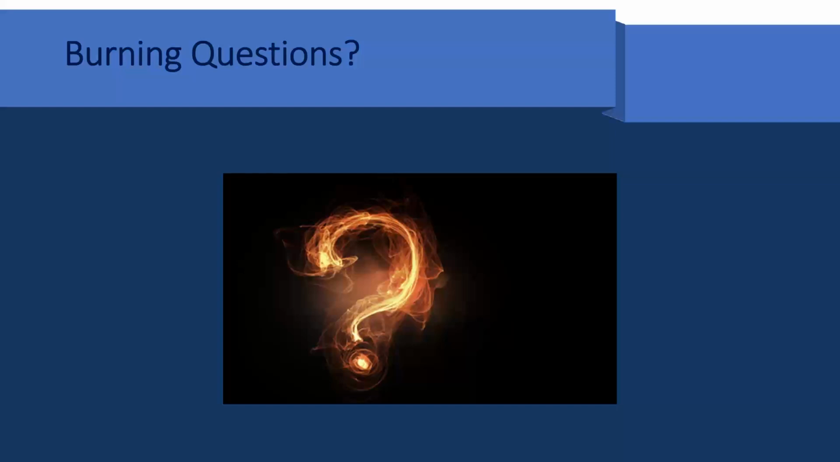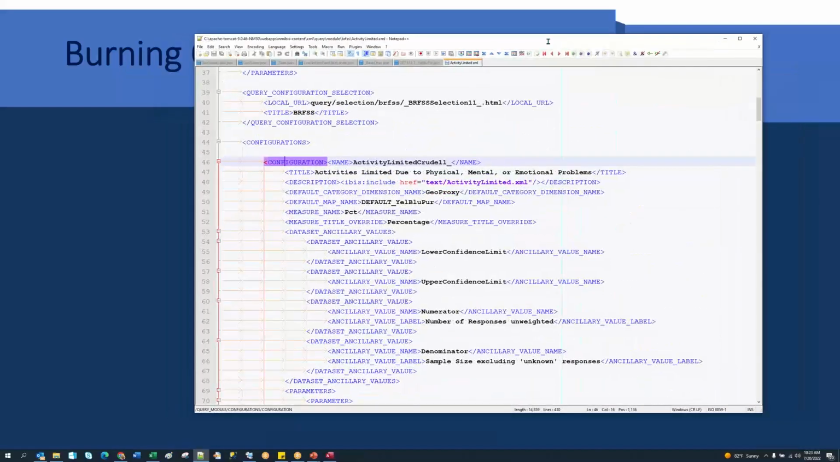Does root just mean it's not in a subfolder? Yeah. And the same with XML, it just means it's not inside a child element. So it's like parent. Yeah, so at the root of configuration is the parent. Dataset ancillary values is a child of the configuration element. And this element is inside of a child. It's not at the root, but this one is at the root of the configuration element.